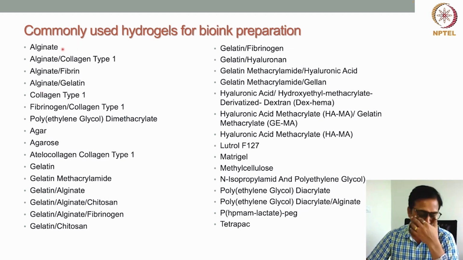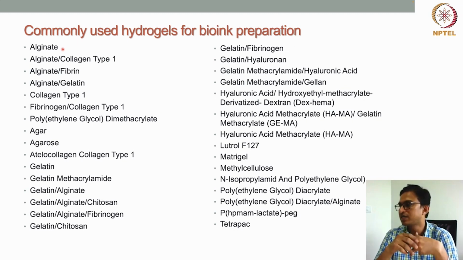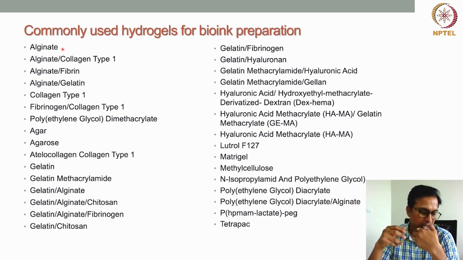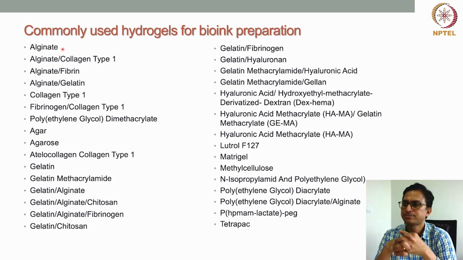a bioink material, because alginate can be cross-linked by introducing calcium ions, and then ionic cross-linking happens, and due to this ionic cross-linking rapid gelation occurs. That's why alginate is a very popular material for different applications. Other than this, alginate can also be used for encapsulating cells, and it can be used as a bioink hydrogel for bioprinting.